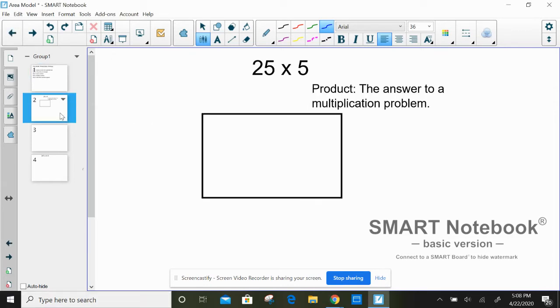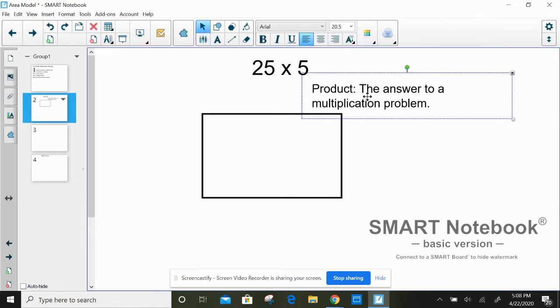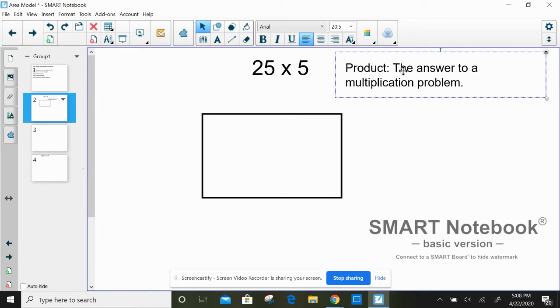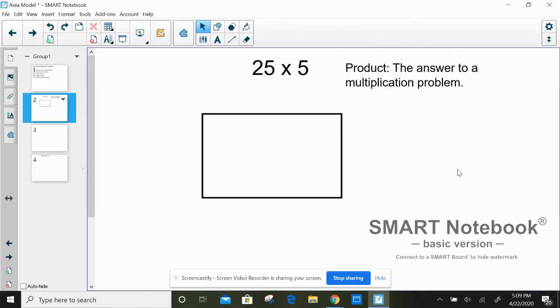The first problem that we're going to go over is 25 times 5. And I want to go over some key vocabulary with you. As you can see, I have the word product written down here. Product is the answer to a multiplication problem. So whatever we get as our answer, that is going to be the product, okay?